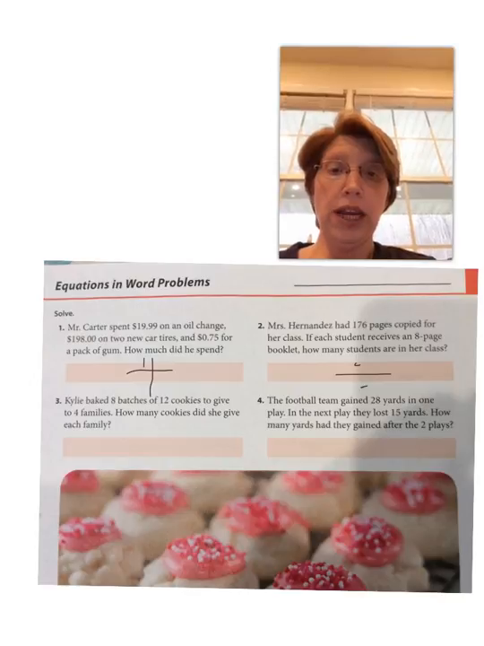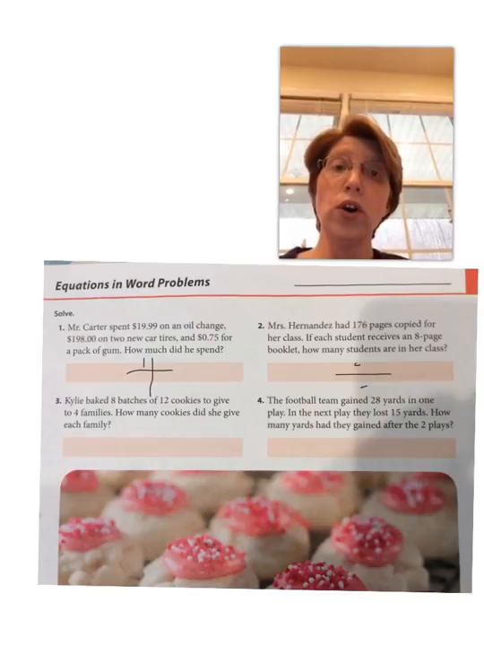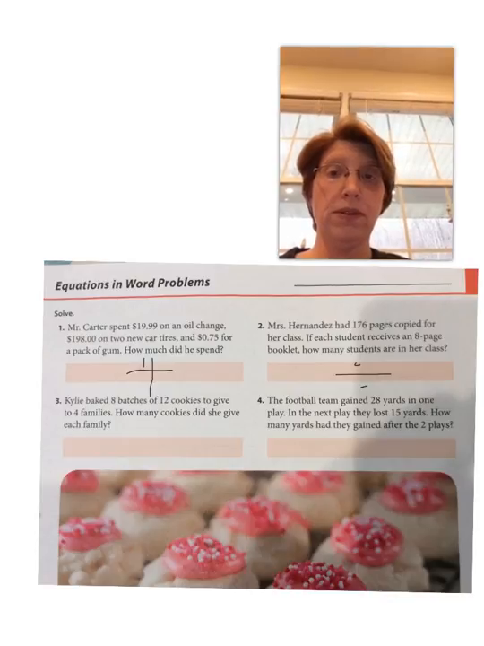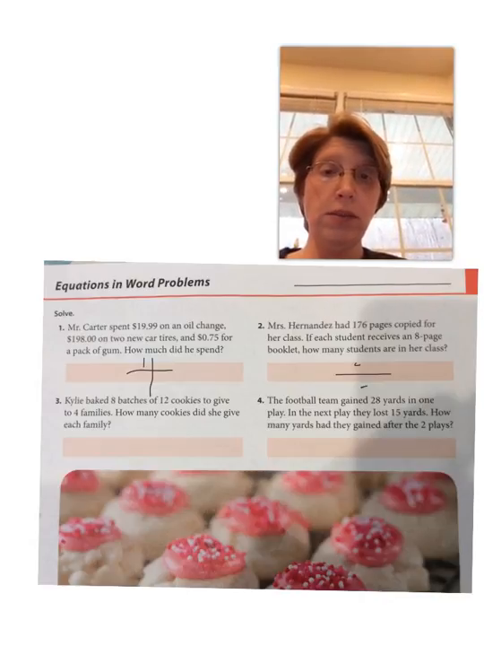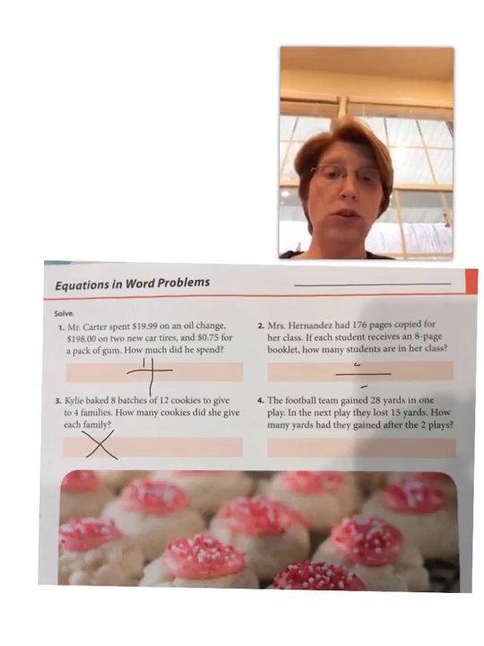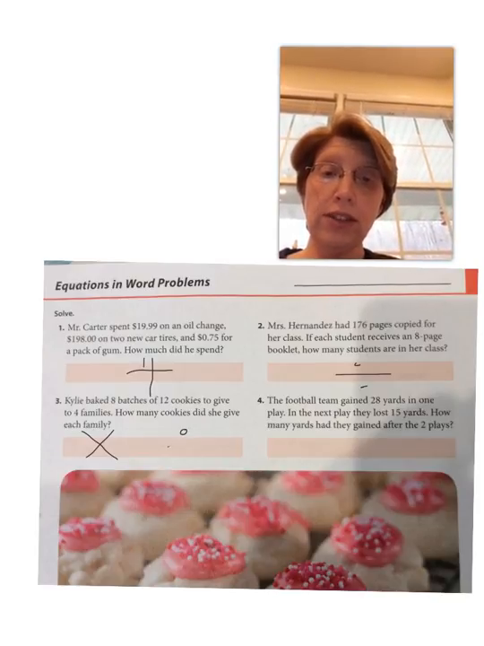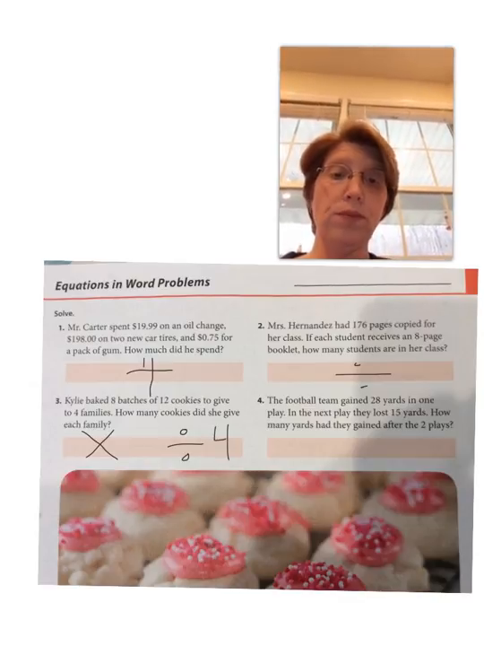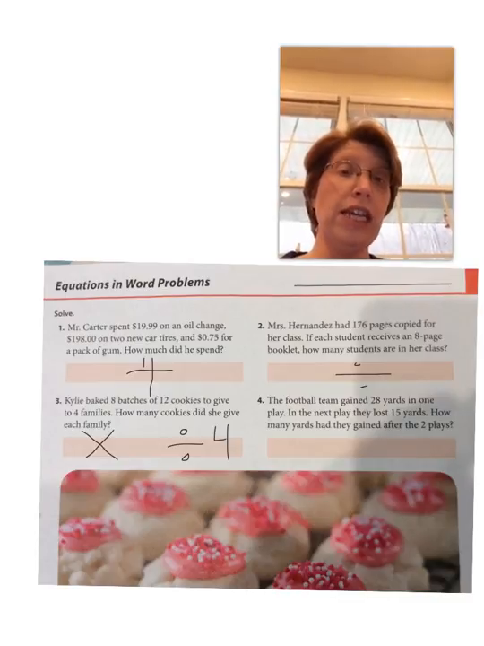Now, look at number 3. Kylie baked 8 batches of 12 cookies to give to 4 families. How many cookies did she give each family? So on this one, we know there are 2 parts. 8 batches of 12, and we have to know how many cookies that is. So we're going to multiply. Then she split up that total amount between 4 families. So then we have to divide by 4, right? And then you'll come up with how many cookies she gave each family.